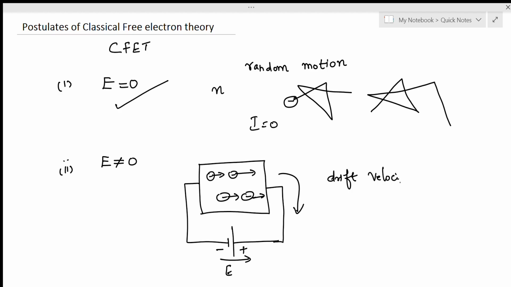The average velocity acquired by the free electrons in a metal due to the applied electrical field is called drift velocity, and the mobility of these free electrons can be defined as drift velocity per unit applied electrical field. So they undergo unidirectional motion, and current is produced. That current is called as drift current. So these are the two postulates of classical free electron theory.